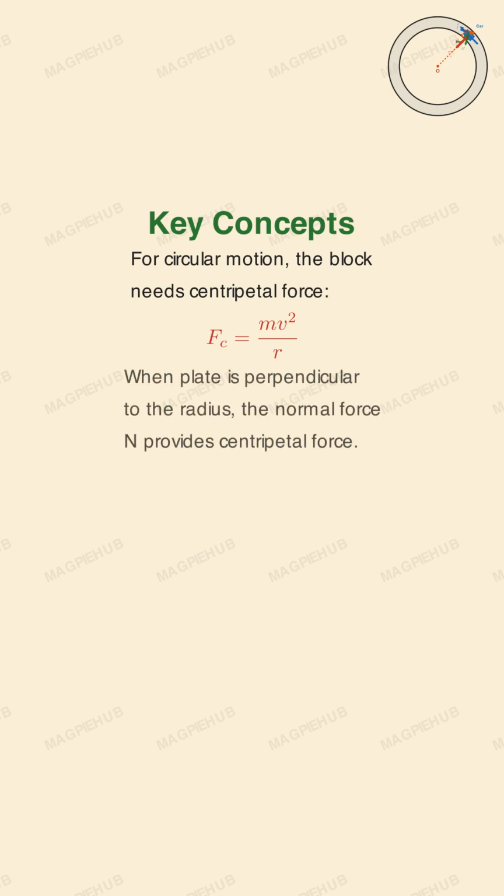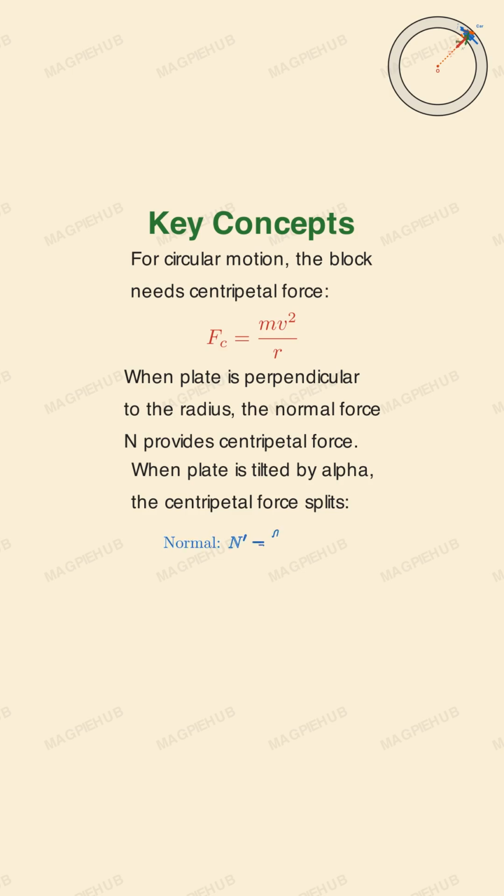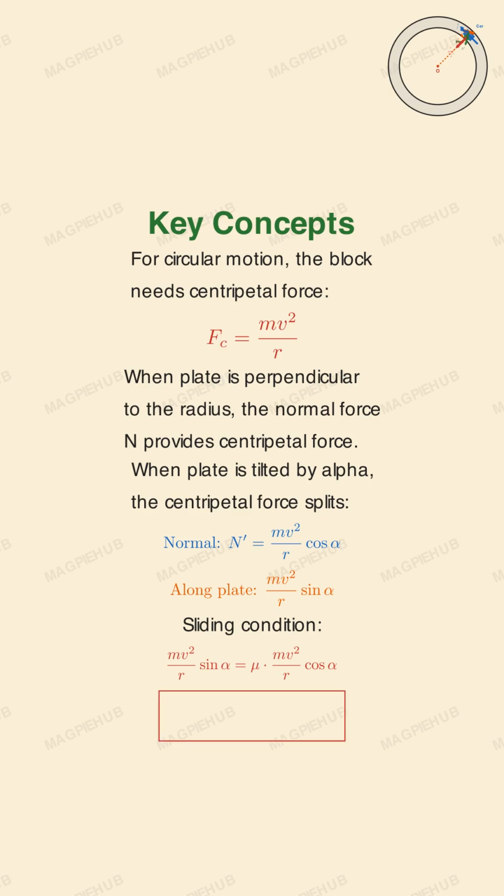Let us understand the key concepts. For the block to move in a circle, it needs a centripetal force equal to mv squared over r. When the plate is perpendicular to the radius, the entire normal force from the plate provides this centripetal force. Now, when the plate is tilted by an angle alpha, the centripetal force has two components on the plate. The component normal to the plate is mv squared over r times cos alpha. This becomes the new normal force N prime. The component along the plate surface is mv squared over r times sin alpha. This must be balanced by friction. The block starts sliding when this tangential component equals μ times the normal force.